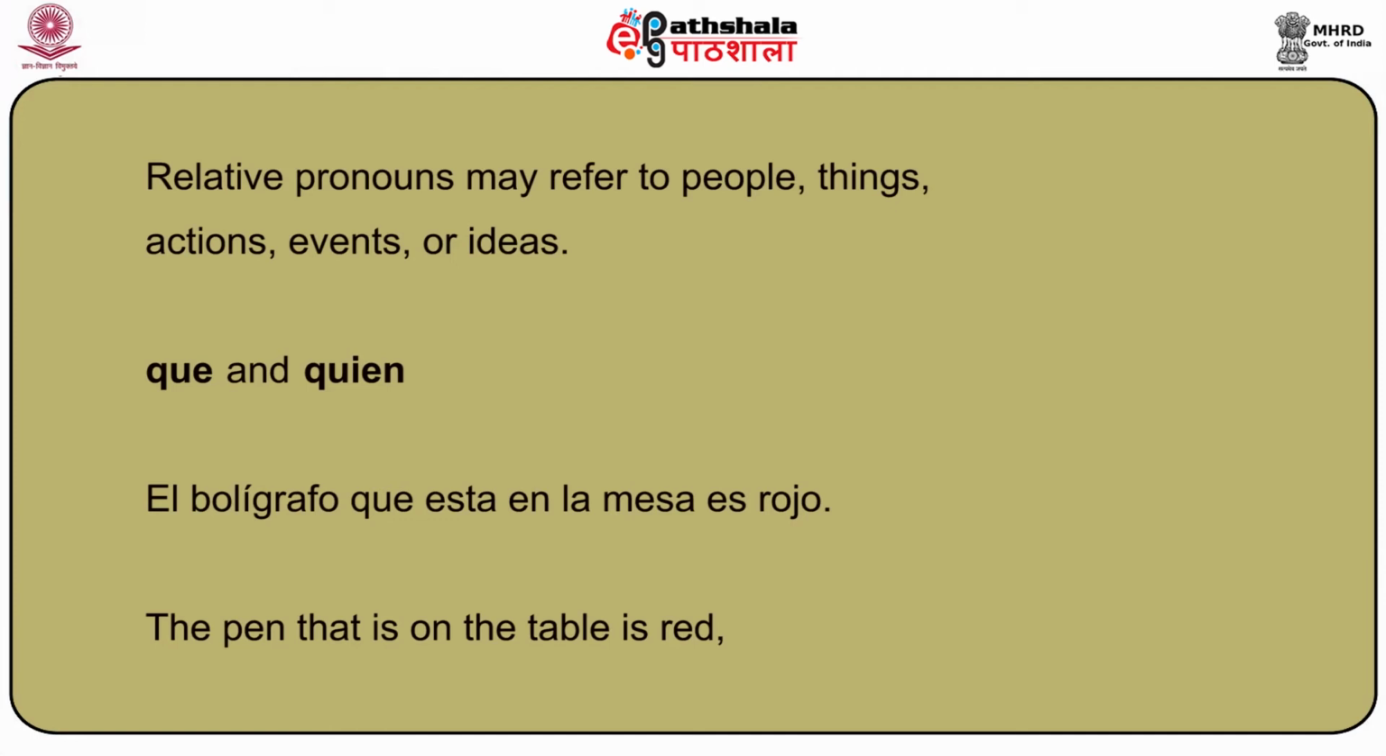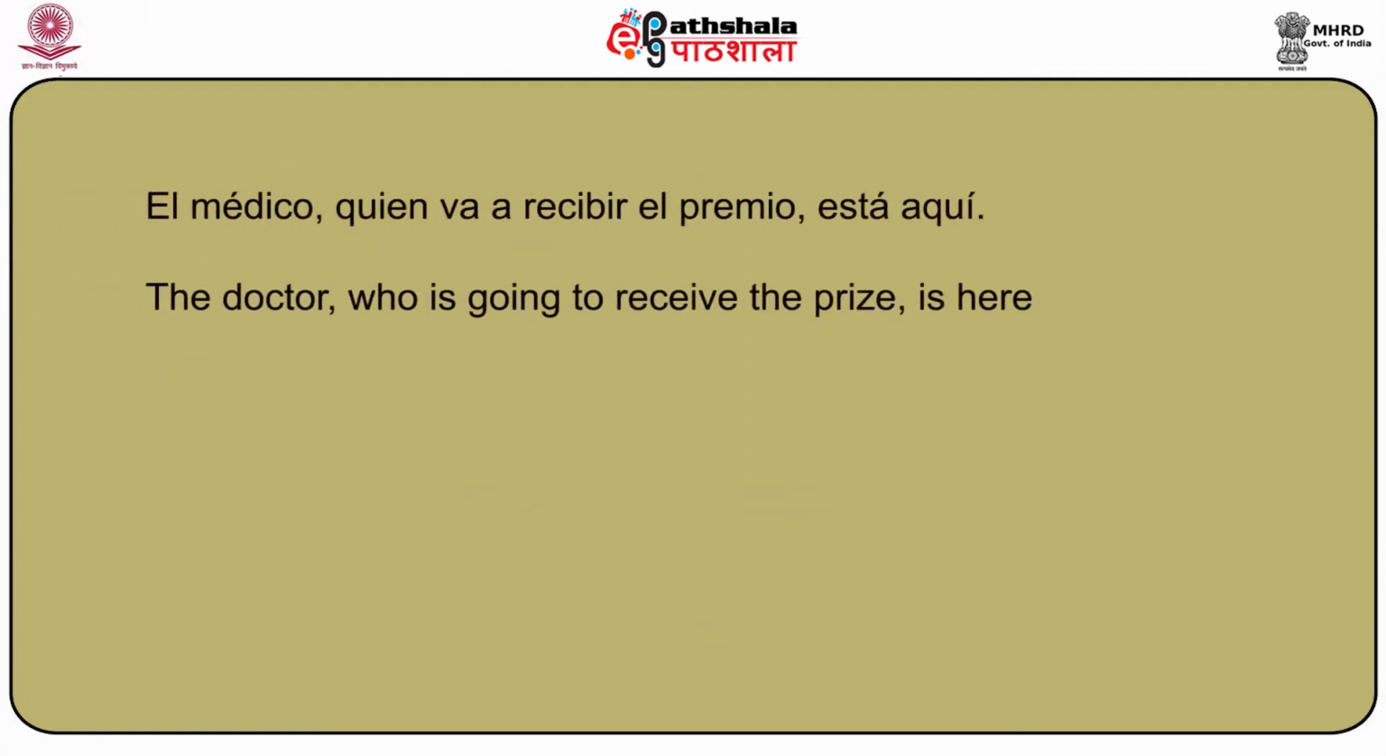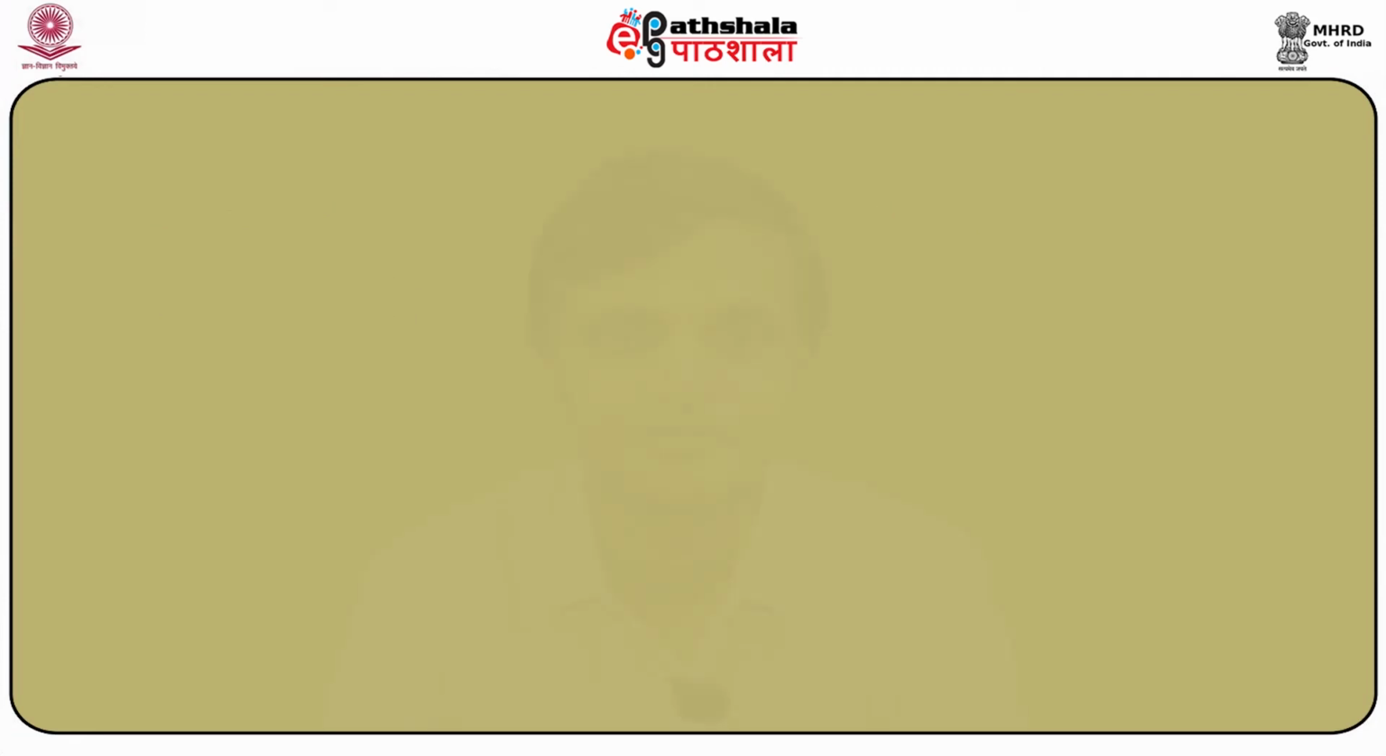El bolígrafo que está en la mesa es rojo. The pen that is on the table is red. Or another example which I would like to talk about is: el médico quien va a recibir el premio está aquí. The doctor, who is going to receive the prize, is here.